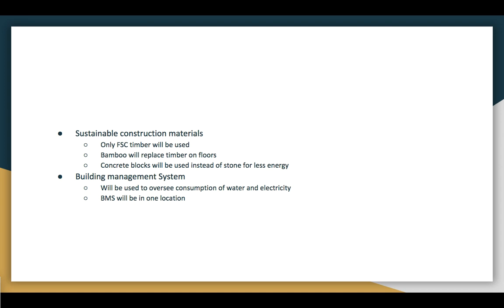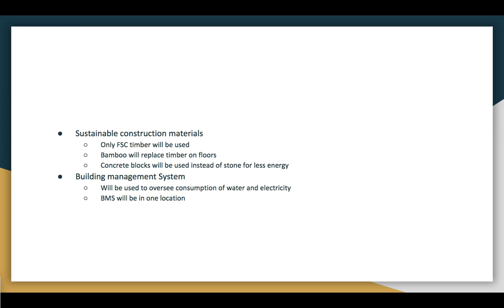We also want sustainable construction materials to be used to build our complex. Only FSC, Forest Stewardship Council, certified timber will be used for the project. The timber offcuts used for construction will be cleaned and used to fabricate doors and to use in the houses, saving on material. Bamboo will be used to replace timber, and concrete blocks will be used in place of stone as they have less energy embedded in them.